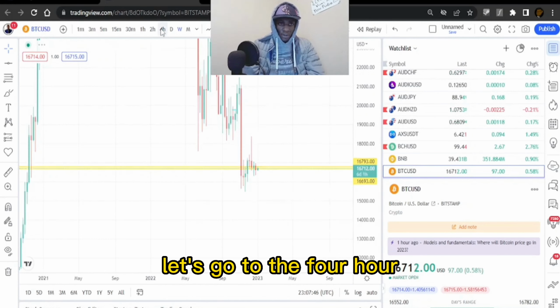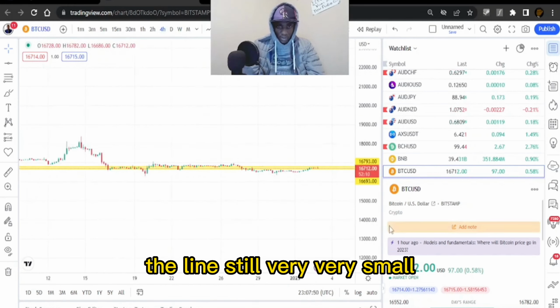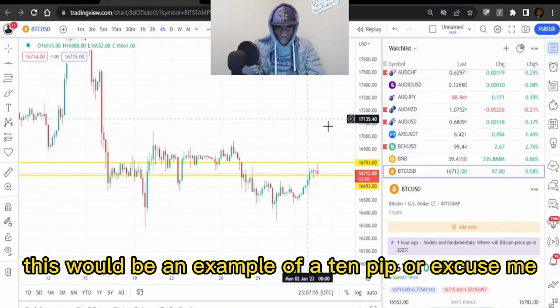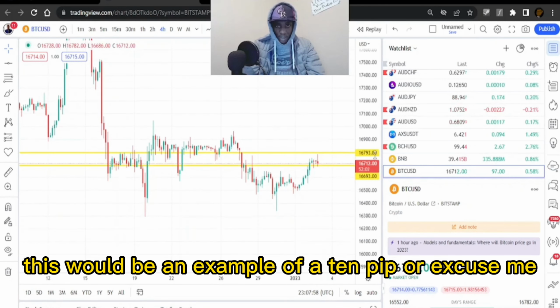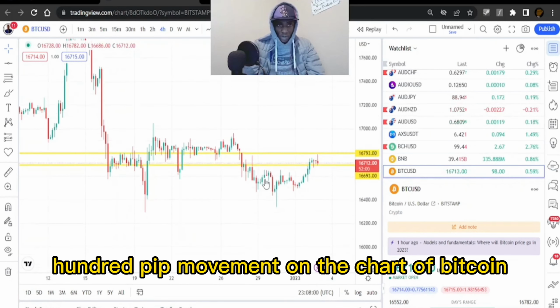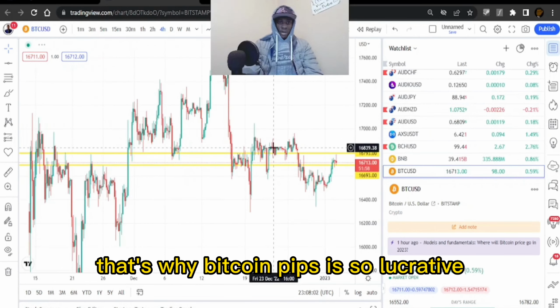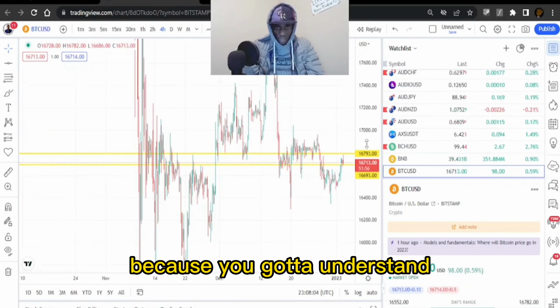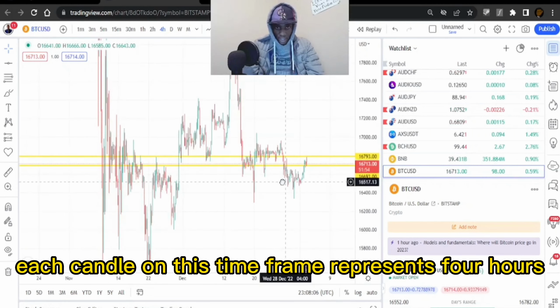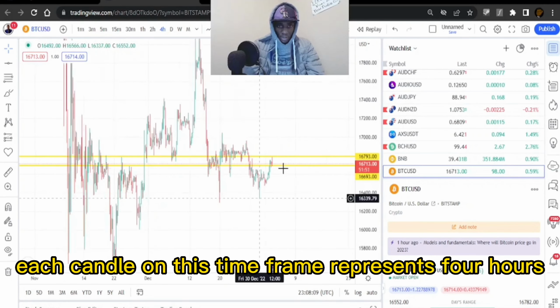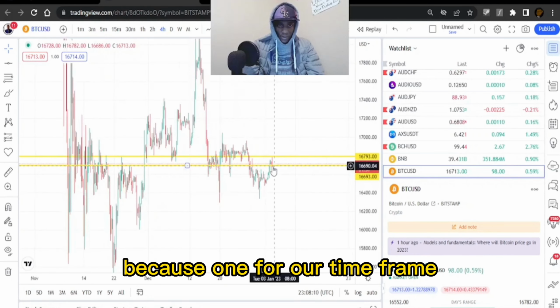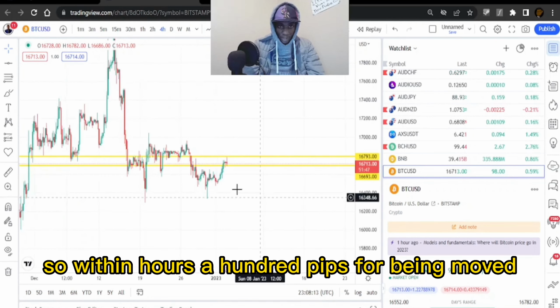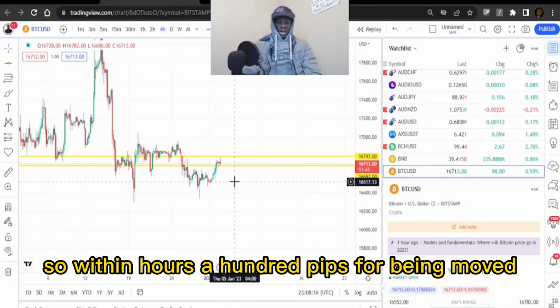Let's go to the 4-hour time frame. The line's still very, very small. This would be an example of a 100 pip movement on the chart of Bitcoin. That's why Bitcoin pips is so lucrative, because you gotta understand each candle on this time frame represents 4 hours, because we're on the 4-hour time frame. So within hours, 100 pips are being moved.